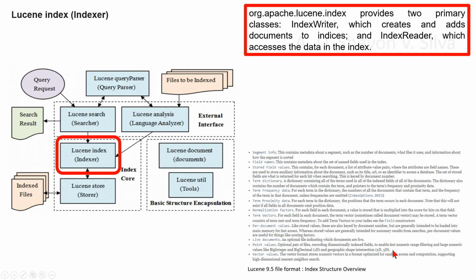Point values: the optional pair of files recording dimensionally indexed fields, to enable fast numeric range filtering and large numeric values like BigInteger and BigDecimal, 1D, and geographic shape intersection, 2D and 3D. Vector values: the vector format stores numeric vectors in a format optimized for random access and computation, supporting high-dimensional nearest neighbor search.